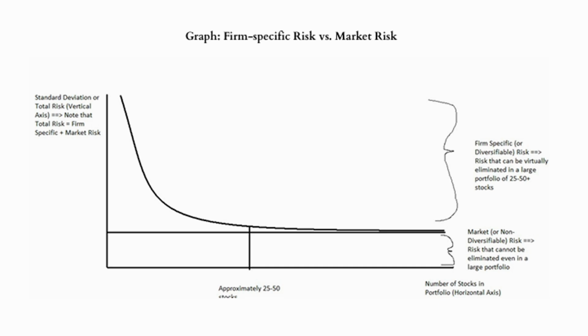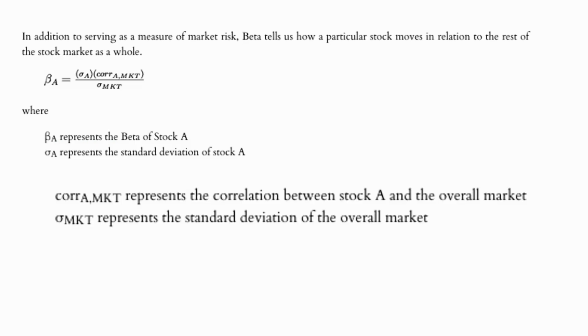Standard deviation measures the total risk, or diversifiable risk plus market risk, for a security, while beta measures the degree of market or non-diversifiable risk. We will not introduce a risk measurement for diversifiable risk. So beta is equal to the standard deviation of the asset times the correlation of the asset and the market, divided by the standard deviation of the market.